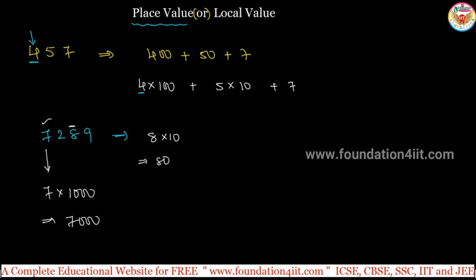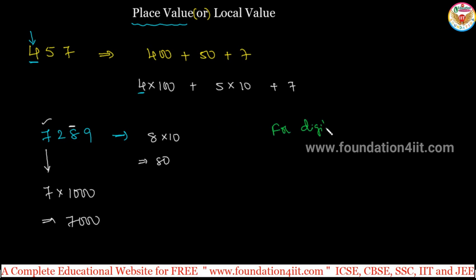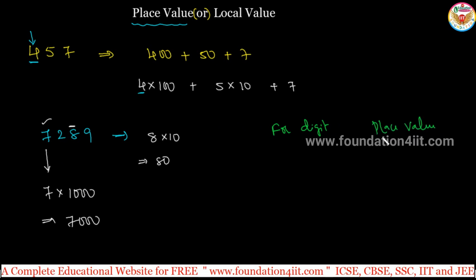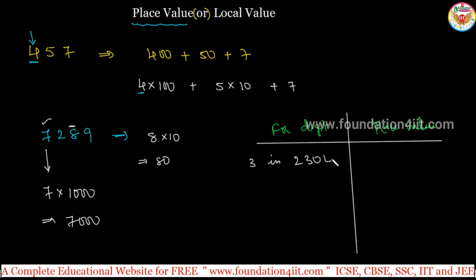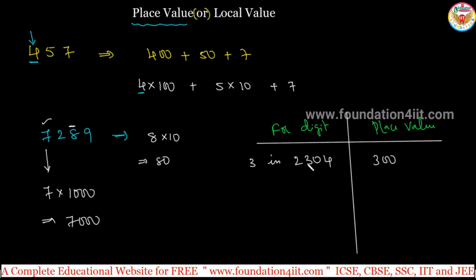Okay, let me give you some more examples, to get a clear idea using this table of digits and place value or local value. For example, 3 in 2304. The place value of 3 in 2304 is 300. 3 is in the hundreds place, so the position gives the value, right?